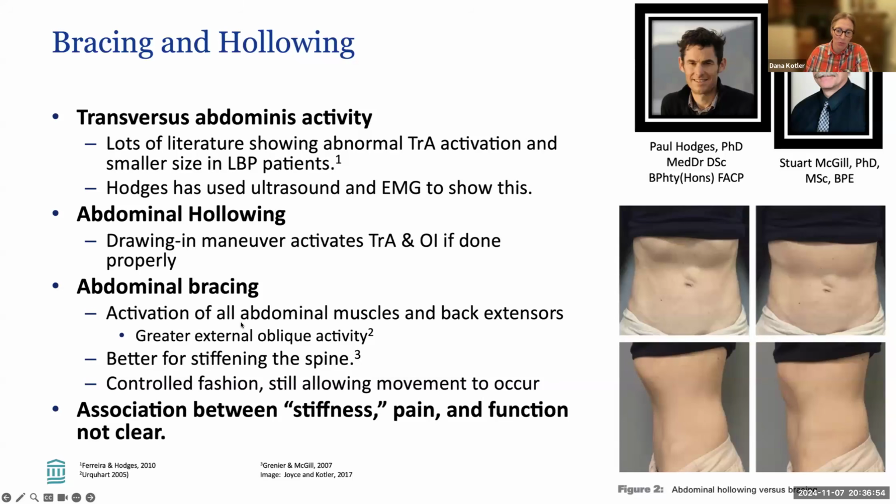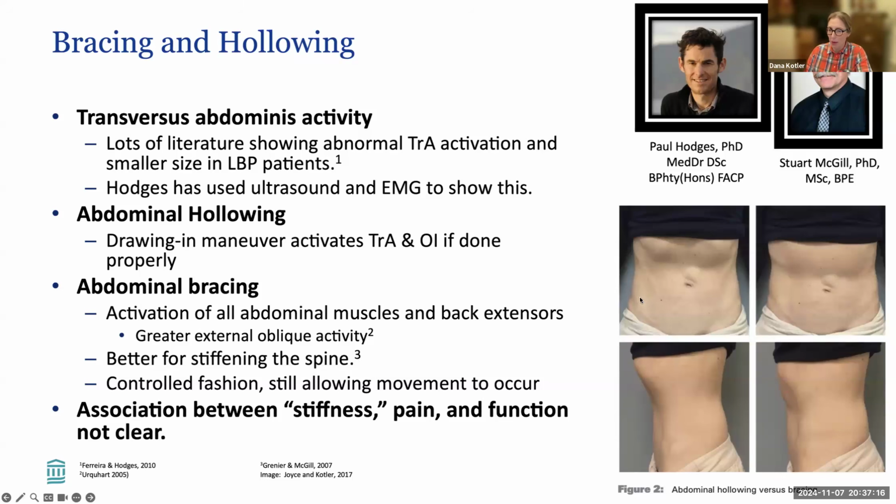So when you brace your abdominals, you almost flare your abdominal wall to activate all of your muscles and back extensors isometrically. You're getting a combination of transversus abdominis as well as your obliques. And the idea is that this is providing more stiffness for the spine in a controlled way where you're not solid as a rock. You can still move, but it's stiffening the spine a little bit.